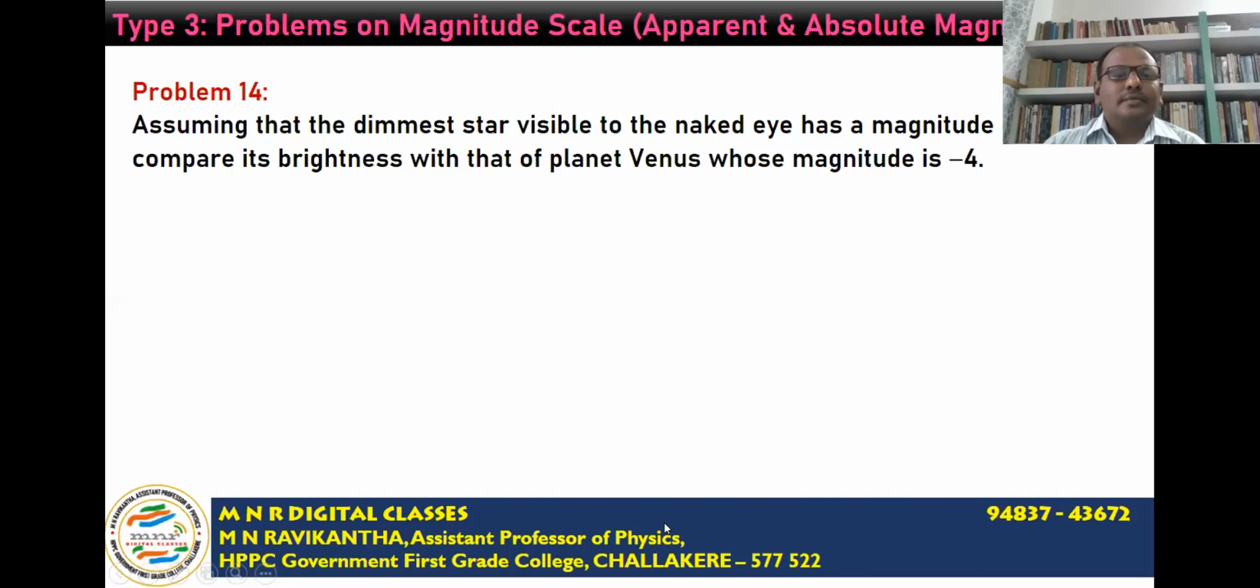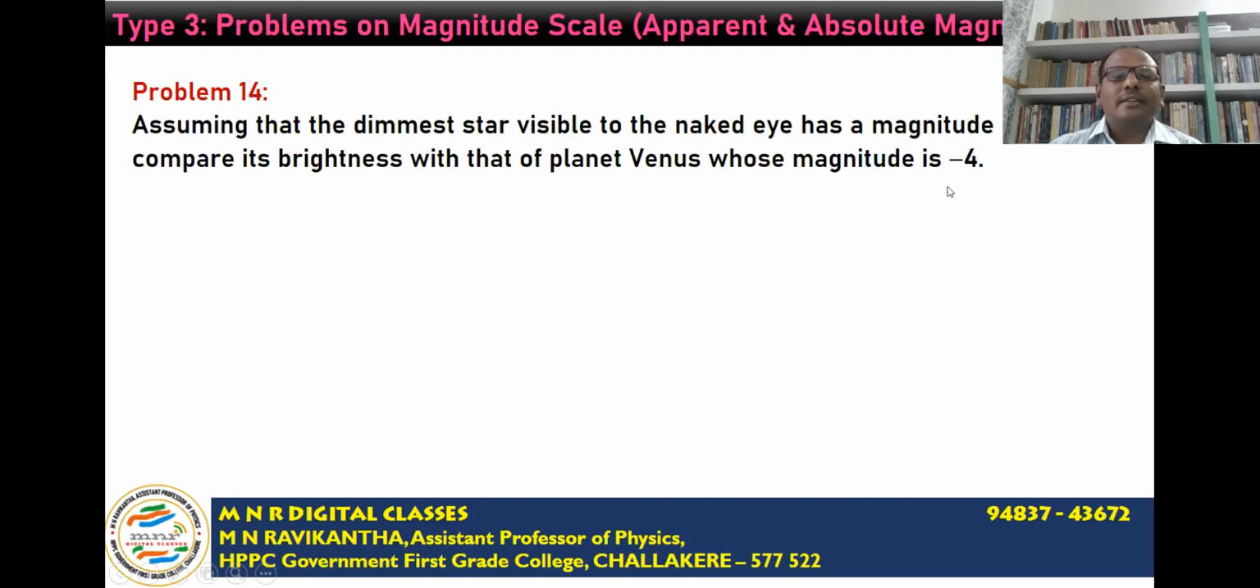Now we shall move on to the next problem. Problem number 14. It is given that the dimmest star visible to the naked eye has a magnitude of about 6. Compare its brightness with that of planet Venus, whose magnitude is -4.